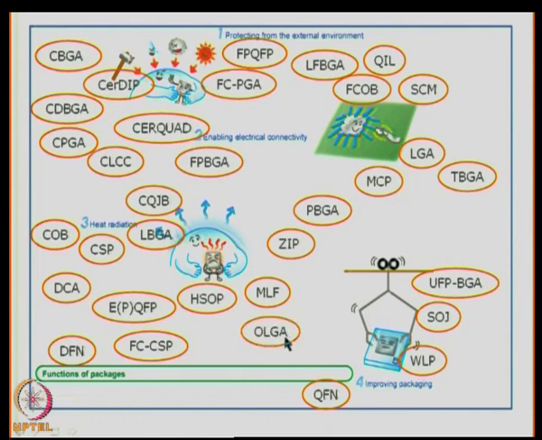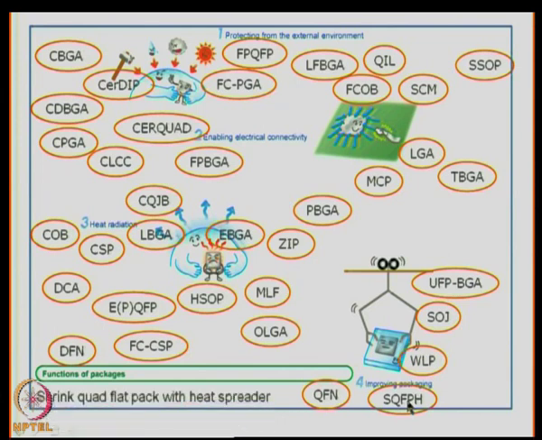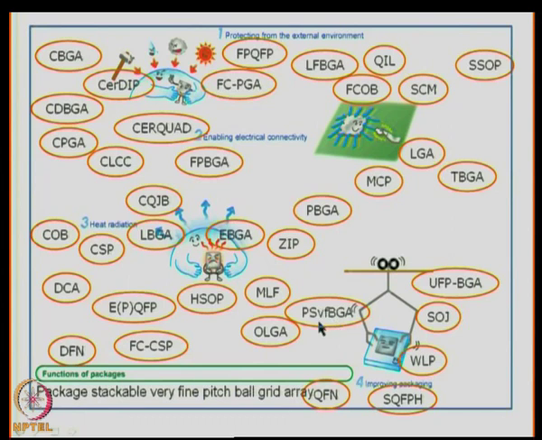Then you have OLGA, organic land grid array package, which is seen in Intel processors. EBGA stands for enhanced ball grid array. Again, enhanced means using better thermal materials. SSOP stands for shrink small outline package. SQFPH stands for shrink quad flat pack with heat spreader. PSVFBGA, package stackable very fine pitch ball grid array. So, you must be able to understand what package stackable means. That means it contains a stacked die configuration.